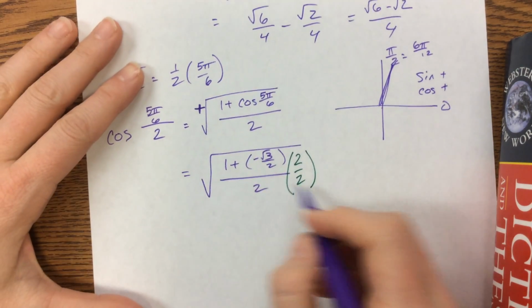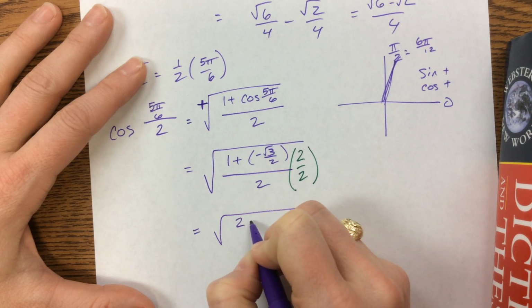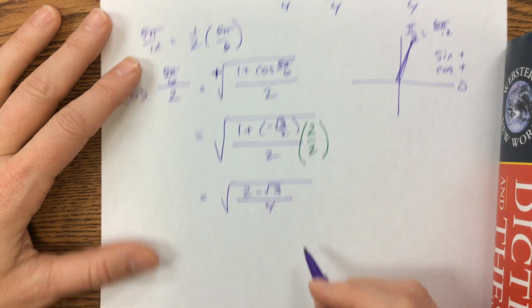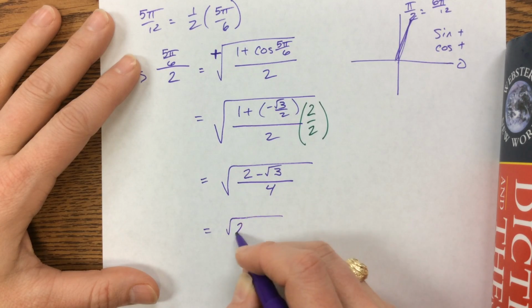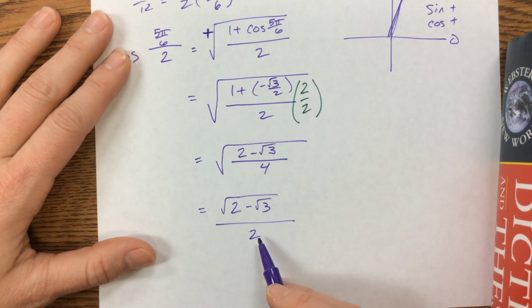I distribute the 2 through. This becomes the square root of 2 minus root 3 all over 4. The 4 is still under the radical, but we're about to bring it out. We can say the square root of 2 minus root 3 all over 2. And there is a way to manipulate.